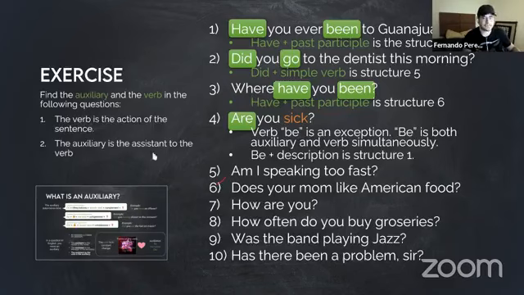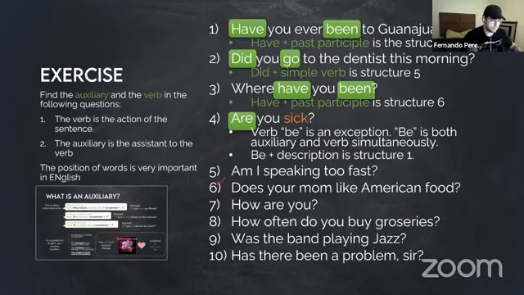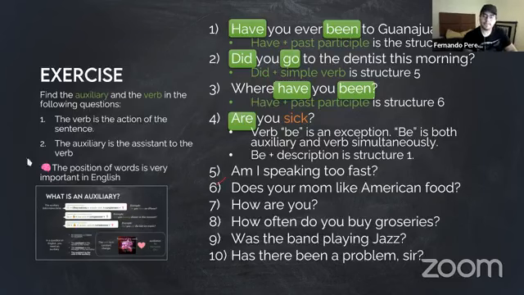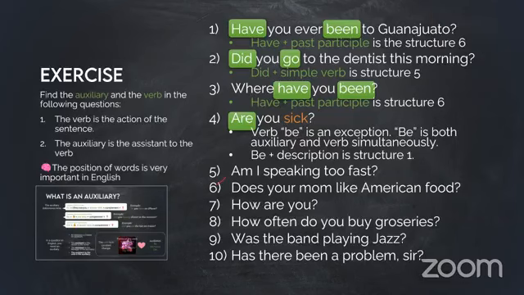I want you to remember this. Have this in your mind. The position of words is very, very important in English. Okay. Let's go now to the next. Val, find auxiliary and verb in number 5. The verb is speaking and the auxiliary is am.